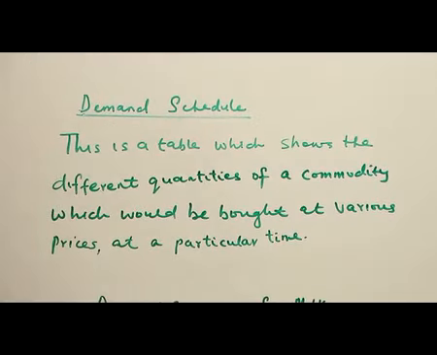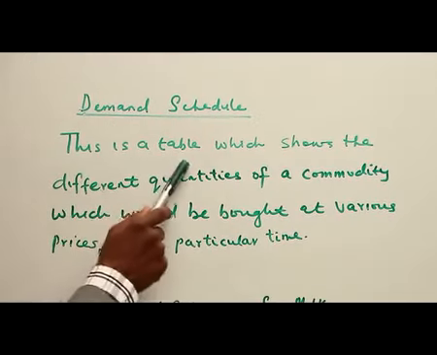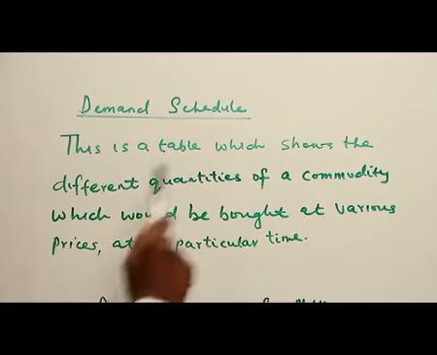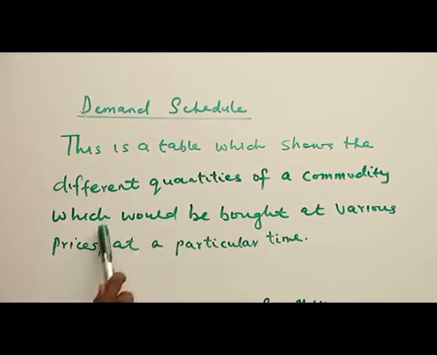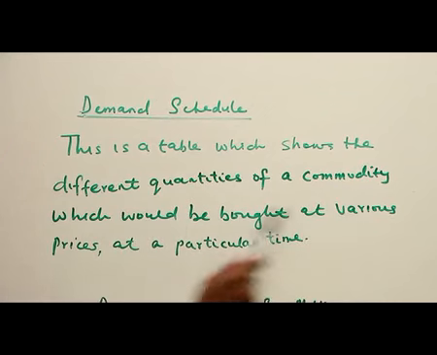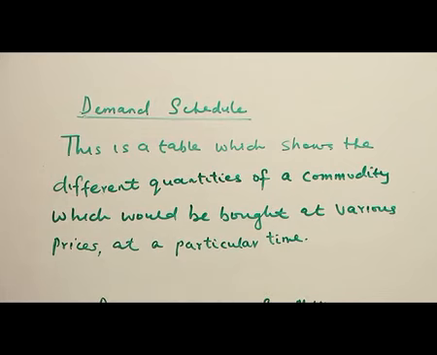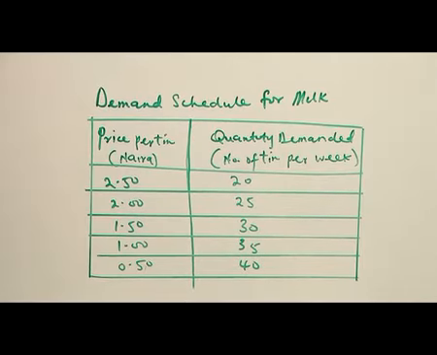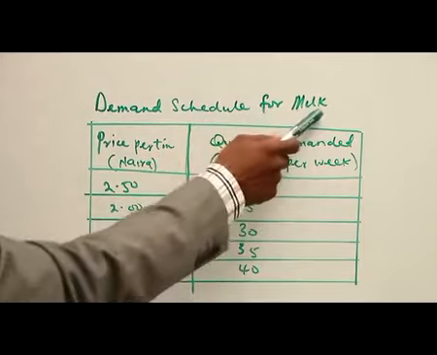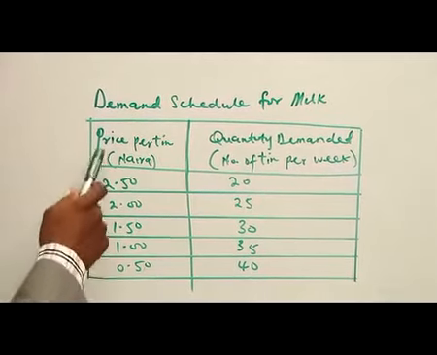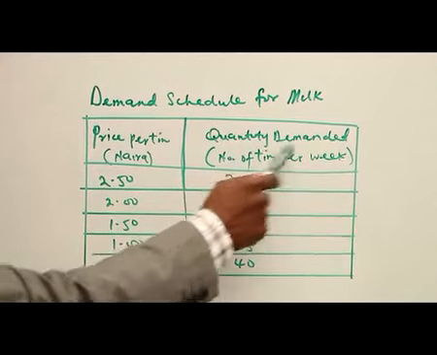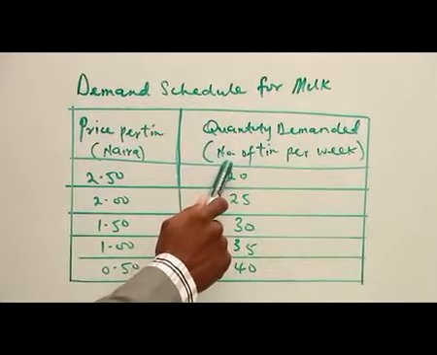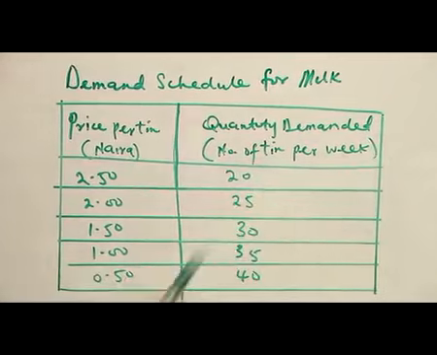Demand schedule. This is a table which shows the different quantities of a commodity which will be bought at various prices at a particular time. Take for instance, demand schedule for milk. Price per tin using naira. Quantity demanded, that is, number of tins per week.